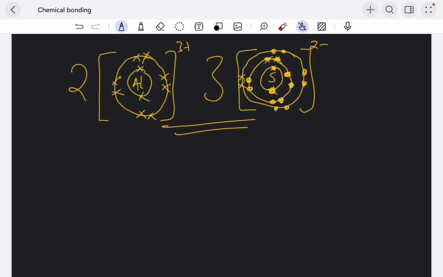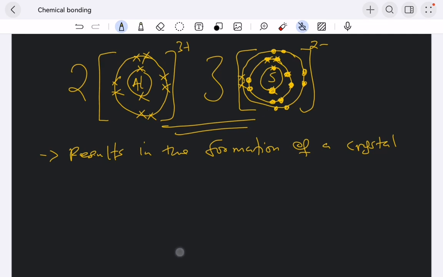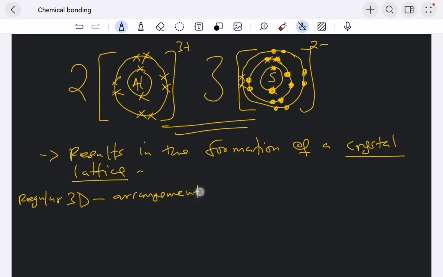So ionic bonding results in the formation of a crystal or a crystalline lattice. So a crystalline lattice is just a 3-dimension arrangement of particles. It's a regular 3-dimension arrangement of ions.